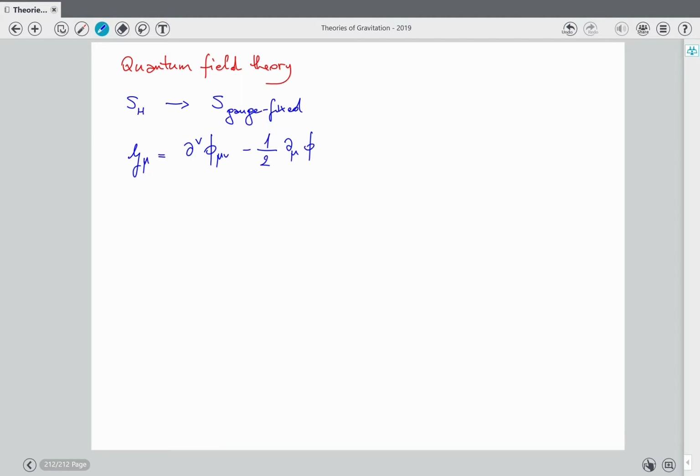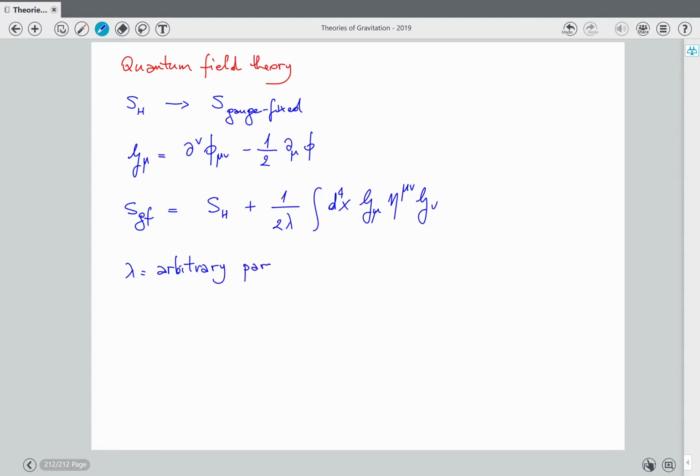And the gauge fixed action, so GF, is equal to the starting action, S_H, plus something that we write like this. It's the square of the gauge fixing with, in front, an arbitrary parameter, lambda, which is called the gauge fixing parameter. Actually, you can also insert, if you want, an arbitrary parameter there, that's another gauge fixing parameter.